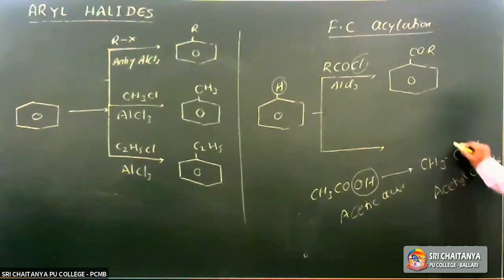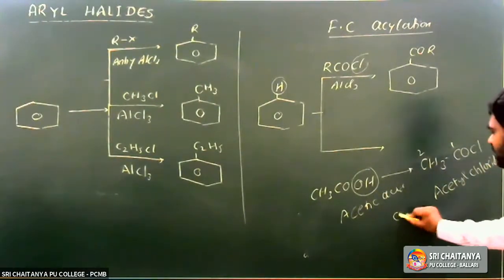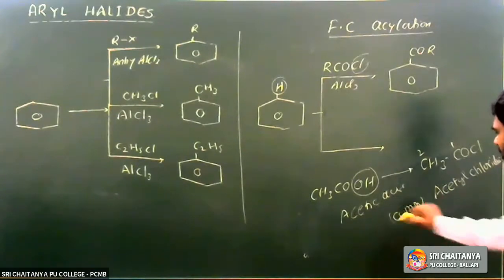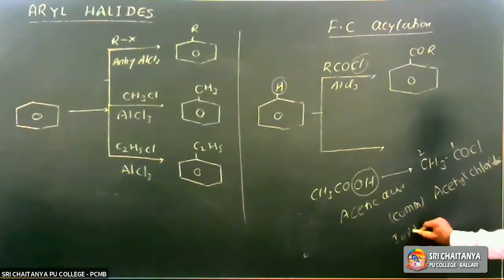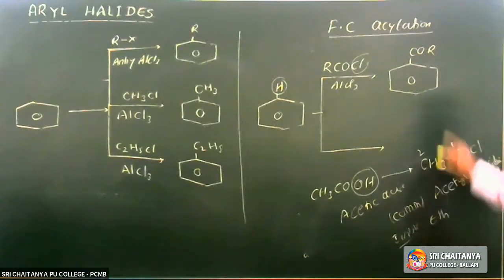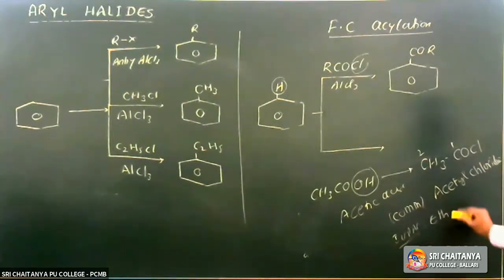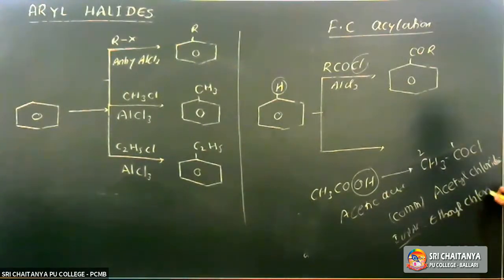The IUPAC name is ethanoyl chloride. What is the IUPAC name? Ethanoyl chloride. Commonly it is called acetyl chloride, which is the common name. But the IUPAC name, since it has two carbons and is an acyl halide, is ethanoyl chloride: ethanoyl attached with chloride. The IUPAC name is ethanoyl chloride; the common name is acetyl chloride.